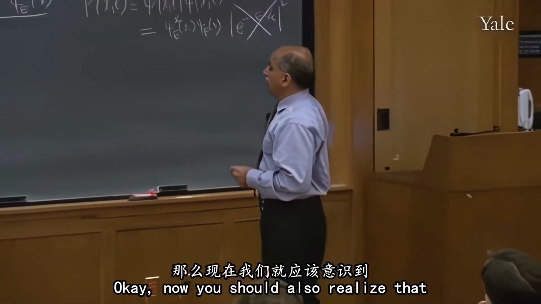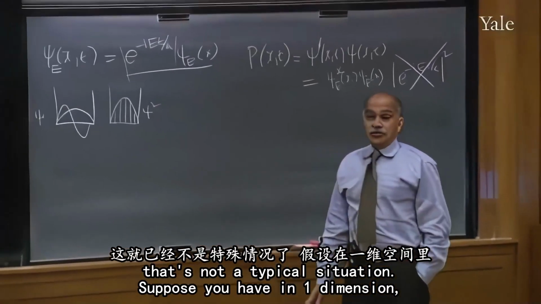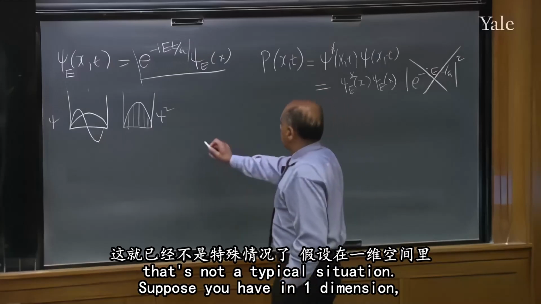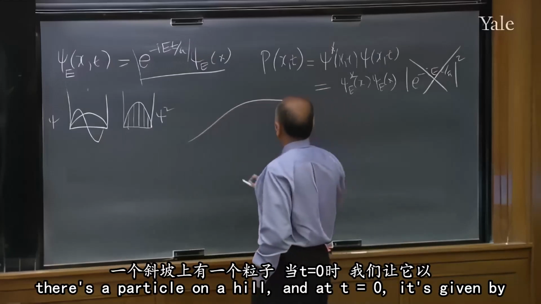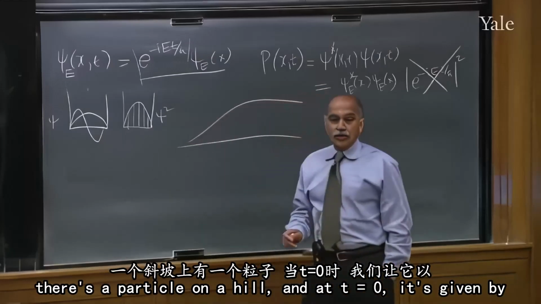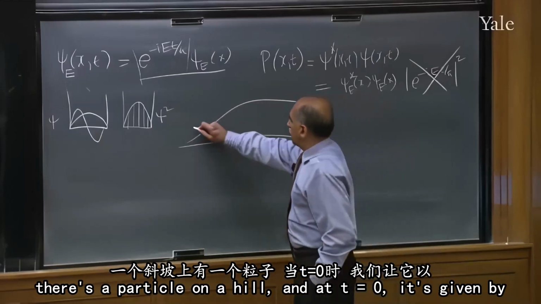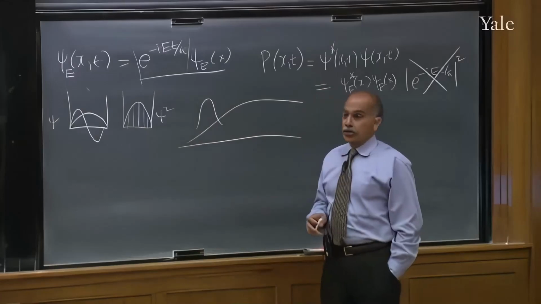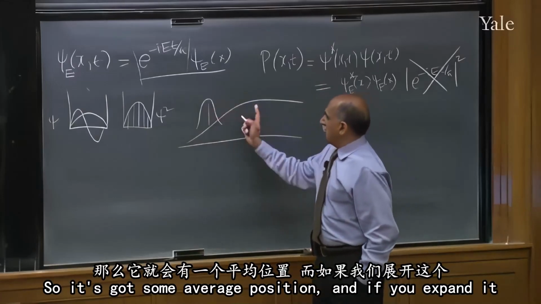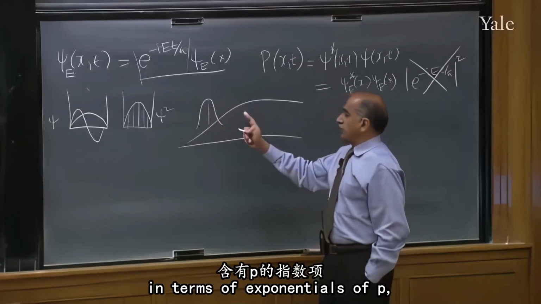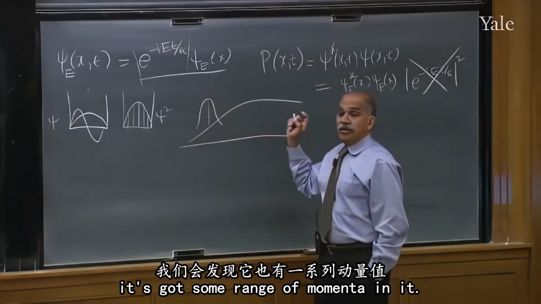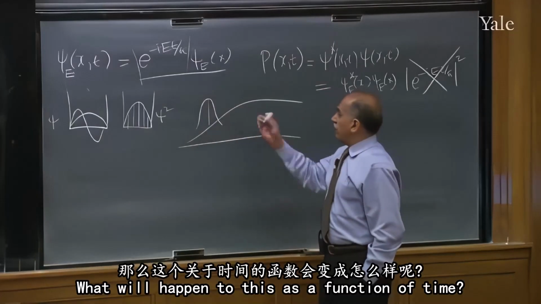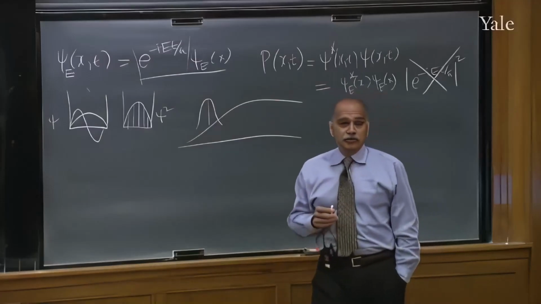Okay, now you should also realize that that's not a typical situation. Suppose you have, in one dimension, a particle on a hill, and at t equal to 0, it's given by some wave function that looks like this. So it's got some average position, and if you expand it in terms of exponentials of p, it's got some range of momenta in it. What will happen to this as a function of time?